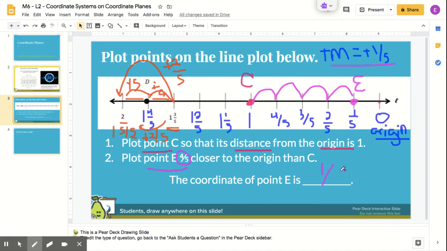So the coordinate of point E is 1/5 because it was 4/5 closer to the origin, and each little tick mark is 1/5. So we did it 1, 2, 3, 4 times. So point E is 1/5.